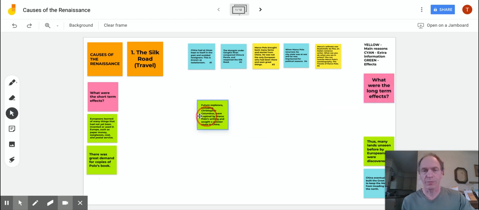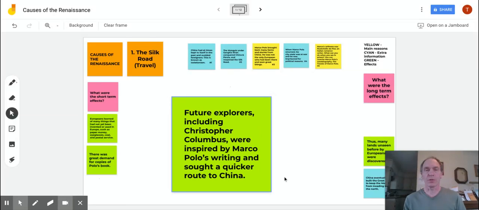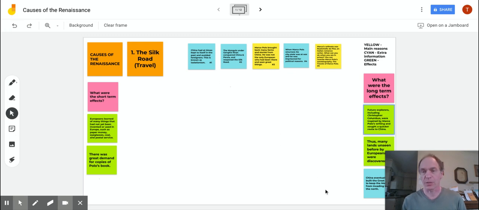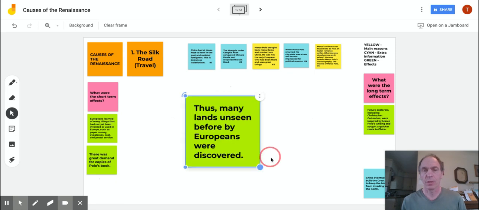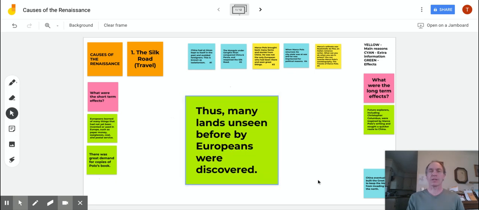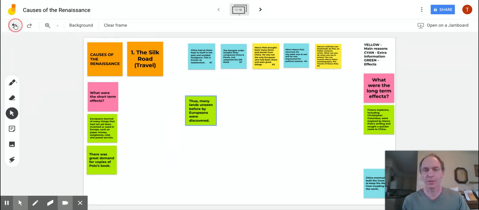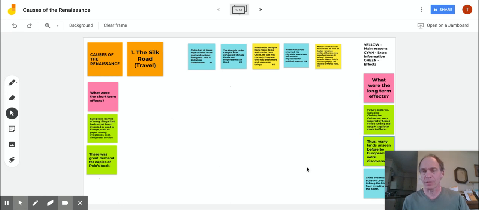Coming over here to the first green box. Future explorers, including Christopher Columbus, were inspired by Marco Polo's writing and sought a quicker route to China. So that's a big one, folks. And let's go to the second box here. Thus, many lands unseen before by Europeans were discovered, or in their eyes were discovered. Of course, there had been people living there all the time, and that creates some issues down the road here.